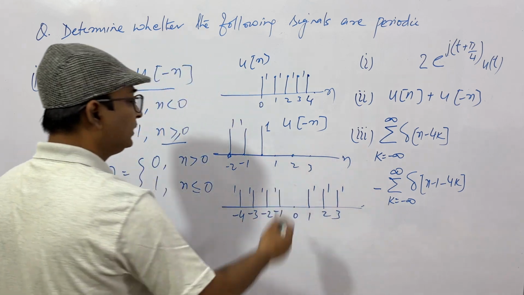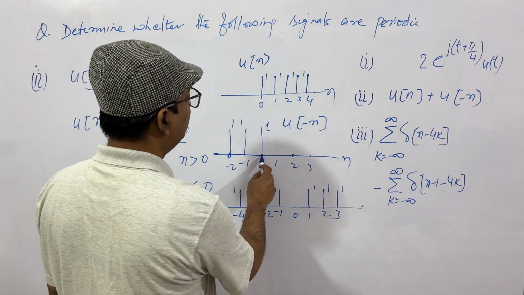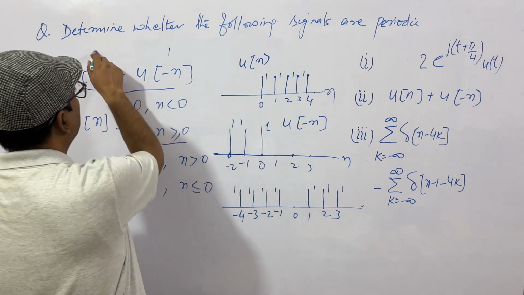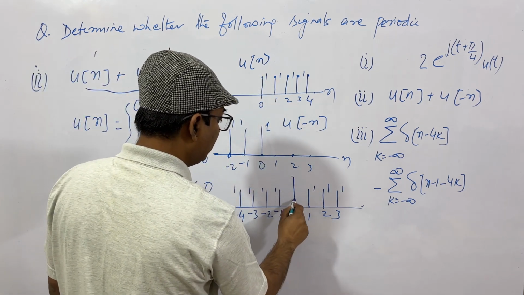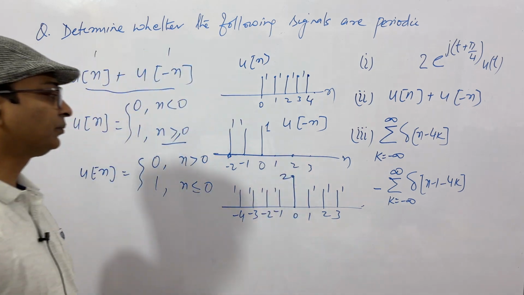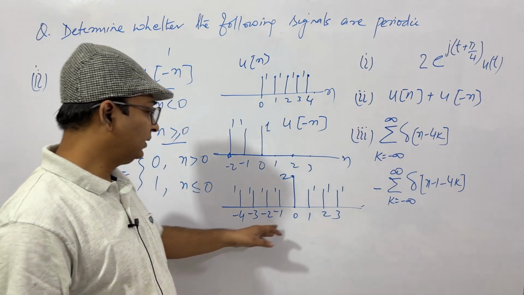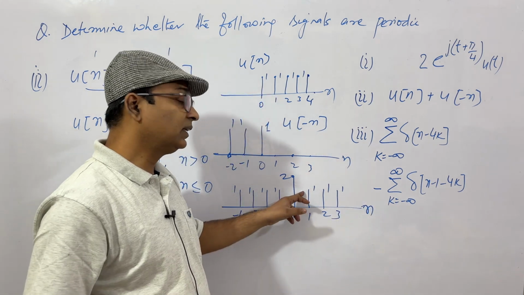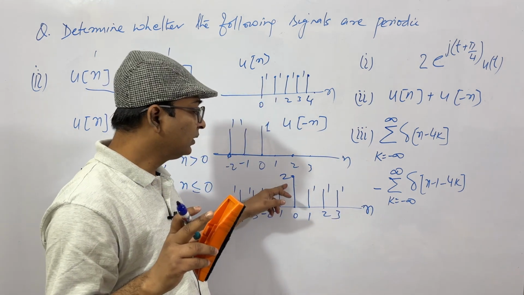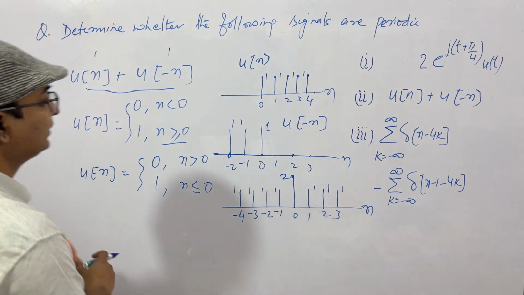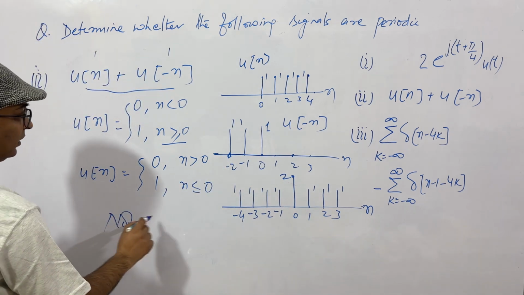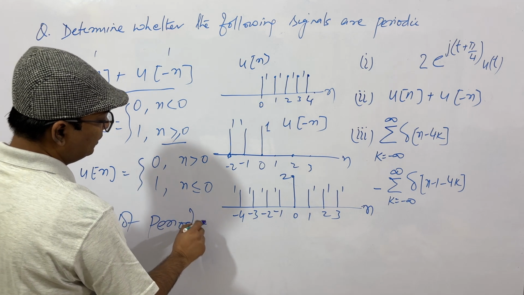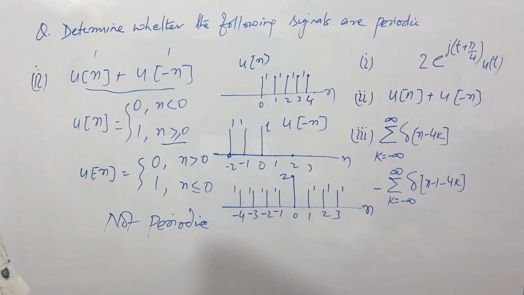Okay. What about at 0? At 0, you have 1 from here. This value will be 1 and this is also 1. So 1 plus 1, 2. So at 0, the value will be 2. So everywhere for n less than 0 and everywhere for n greater than 0, the value of the signal is 1 only. But at n equal to 0, the value is 2. So this is not periodic. If this was also 1, this would have been a periodic signal, but because of this, it is not periodic.